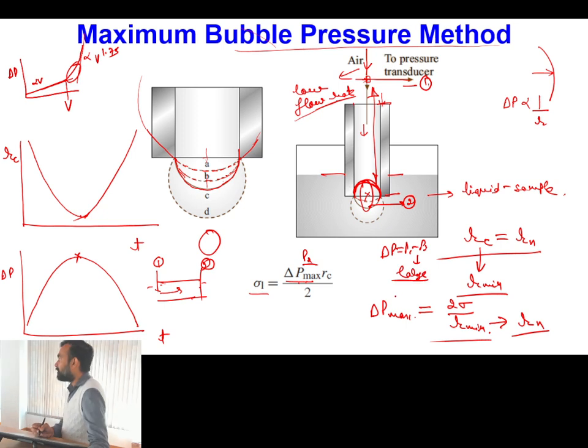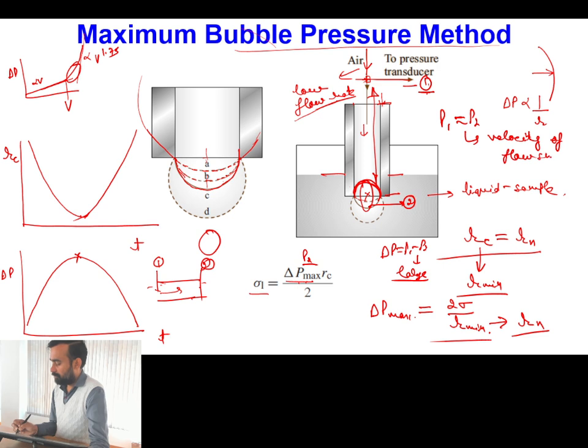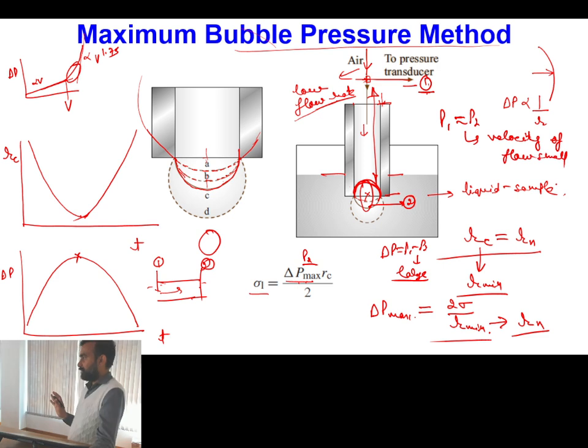If P1 minus P2 is large, then whatever pressure you are measuring at point 1, you cannot say that the same pressure is there at point 2. Is this one clear? So ultimately, you can only consider P1 to be nearly equal to P2 when your velocity of flow is small. Is this one clear?